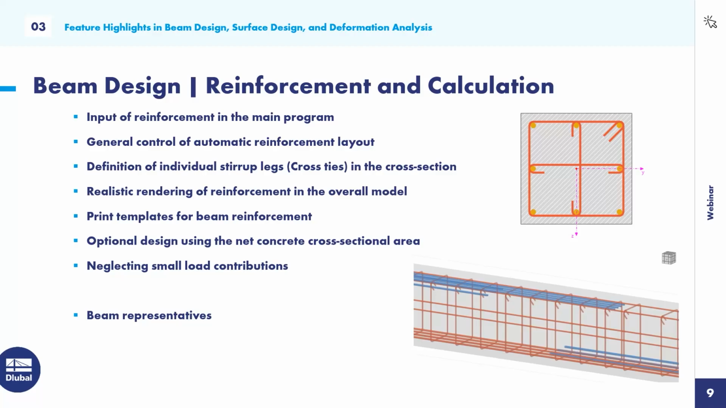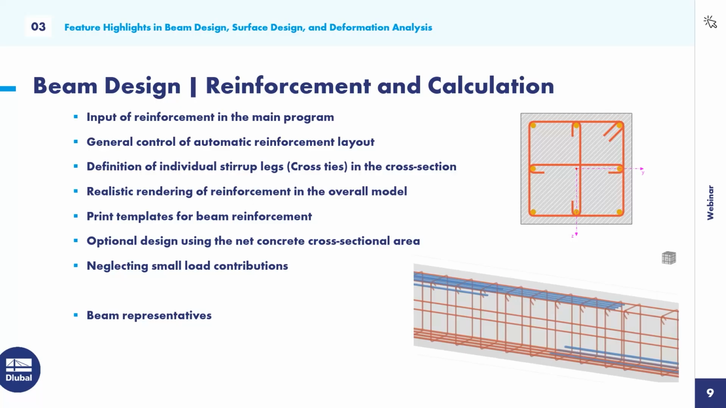RFEM 6 is able to find the needed reinforcement automatically. And what I showed before, to define the stirrups, the cross ties, also to catch each longitudinal reinforcement, is a new feature which was not available in RFEM 5. It is necessary, for example, for seismic design, or if you have biaxial shear for columns, then you would need it.